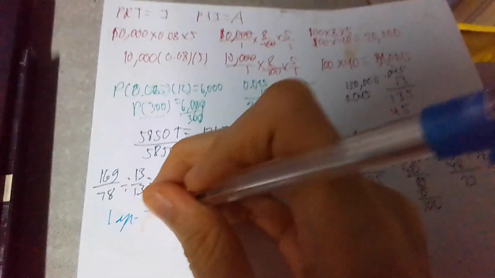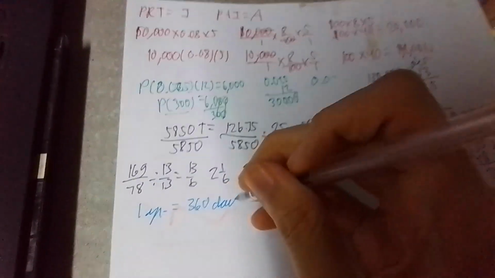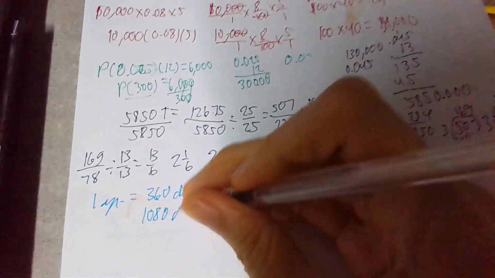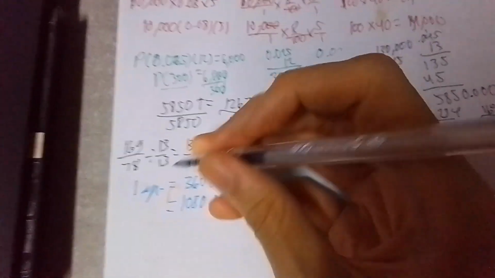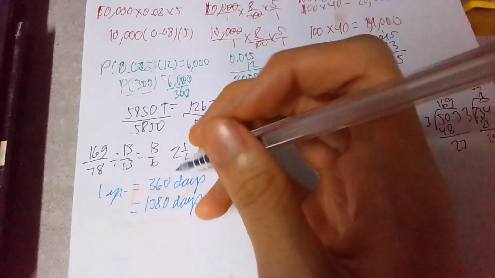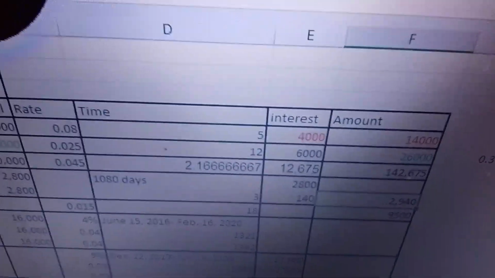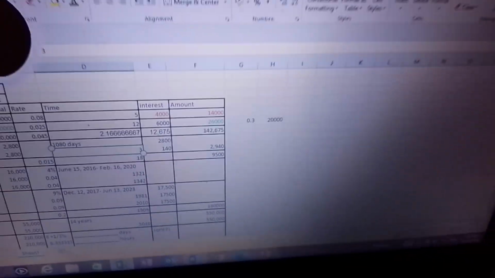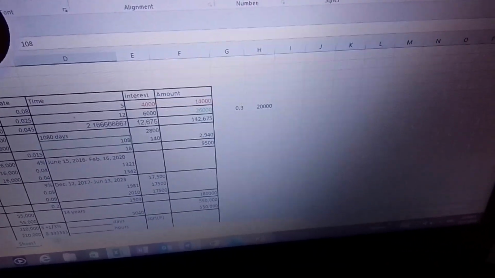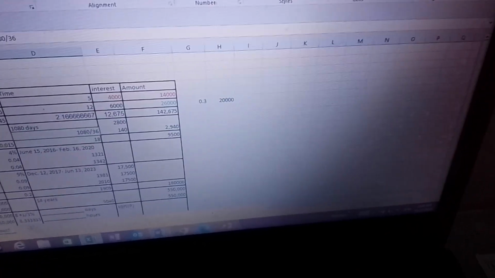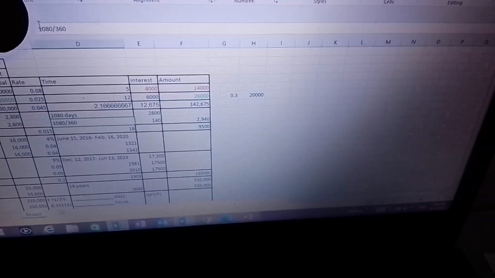How do we do that? Remember, 1 year is worth 360 days. That is for ordinary interest. But we have 1,080 days. Let's complete the proportion. So 1,080 divided by 360, and we get 3 years. You might be asking why there is a 3 years. It means that the 1,080 days is 3 years. So I put 3 because I did 1,080 divided by 360 to convert that. Remember, it should be an equation, so there should be an equal sign, and we're supposed to get 3.